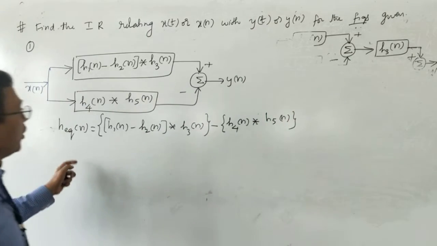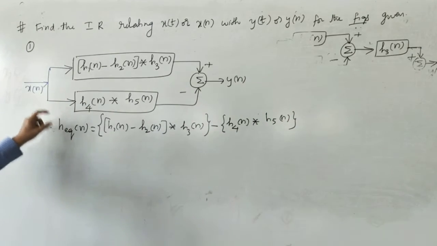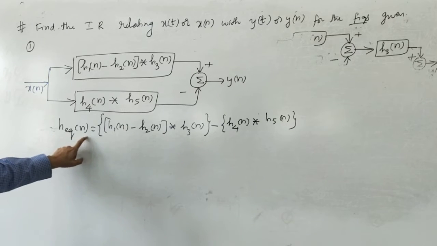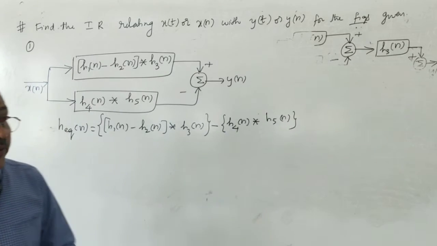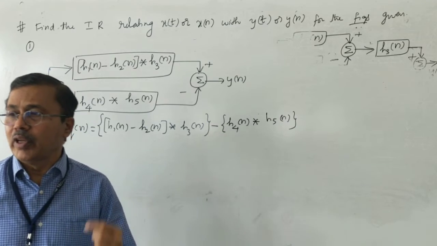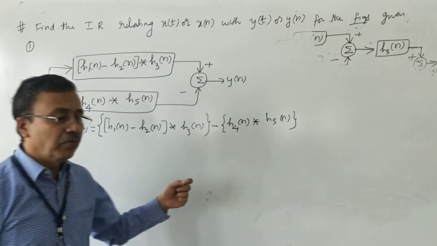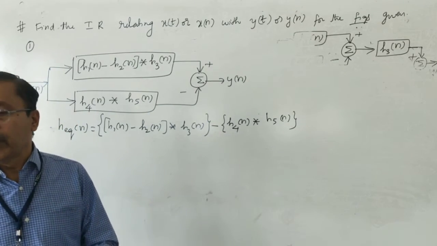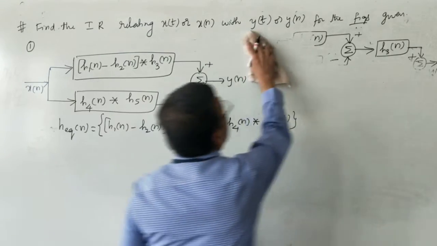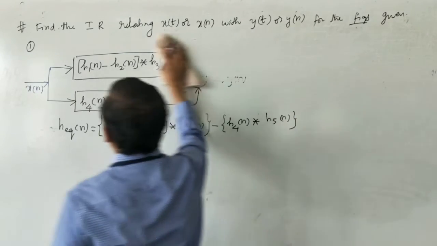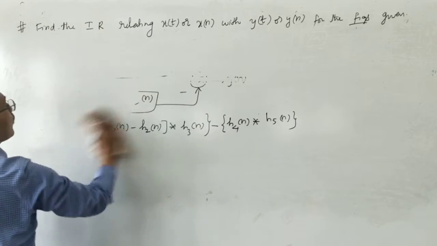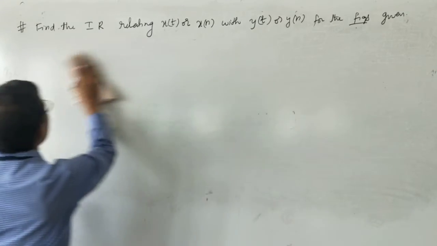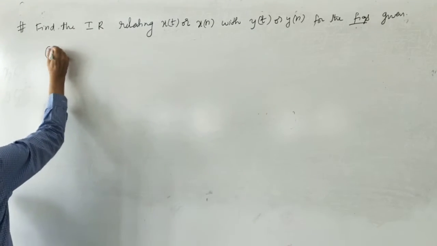A very complicated block diagram is reduced to give impulse response H equivalent of N. We have to remember that when there are two blocks in parallel, we have to add the impulse responses. When there are two blocks in cascade, we have to convolute the impulse responses. I will go to next problem. Second one.